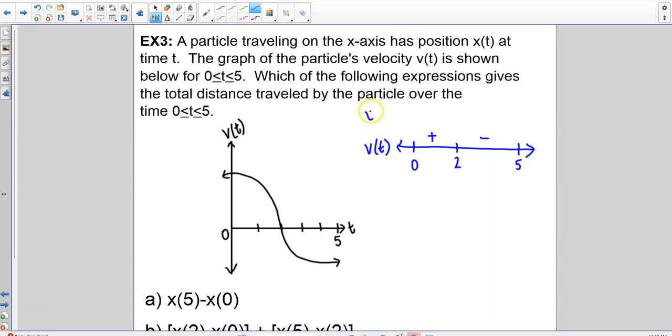For the position, right, what does that mean? If my velocity is positive, what does it mean about the position of the particle? Okay, that position is increasing, or since we're talking about the x-axis, you can think of it as going to the right, okay? And between 2 and 5, if my velocity is negative, that tells me that position is decreasing, which means that position is going to the left.